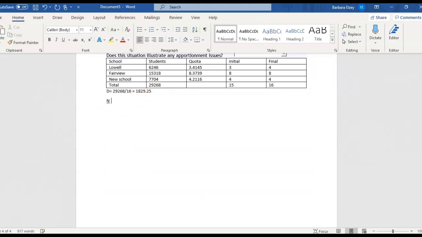This one, of course, is easier to spot in your homework because you're adding a new one to your table when you do the apportionment.